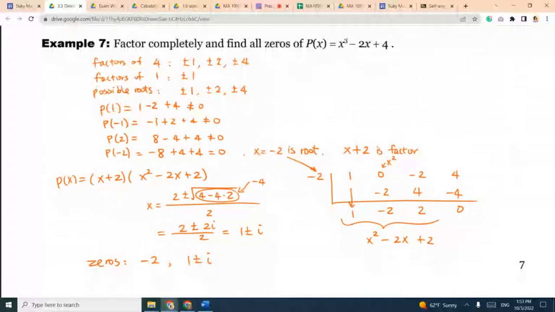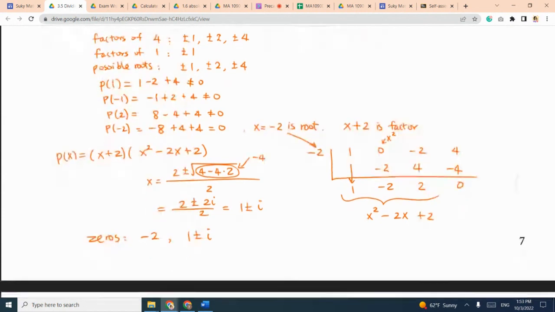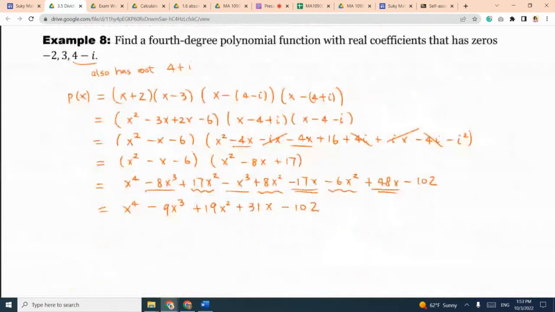And this is another example. Okay? You see x plus 2 is a root. You use synthetic division, and you get x squared minus 2x plus 2. Okay? Now, use the quadratic formula. Then you can get the 2 complex roots. Is that okay, everybody? The process is similar. You just allow your roots to be complex numbers.